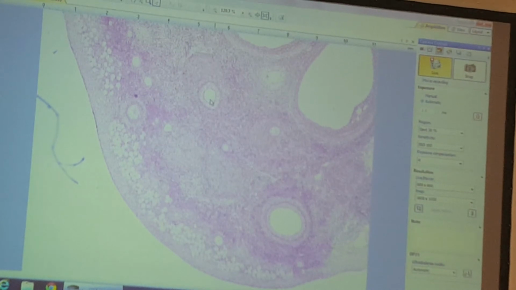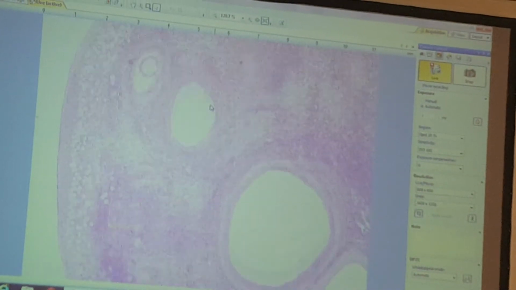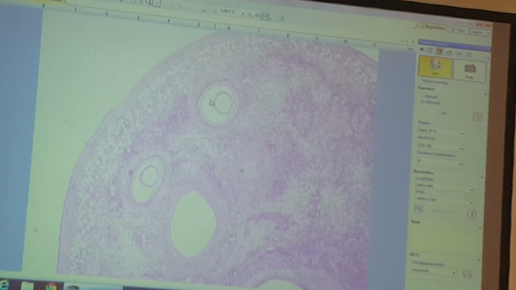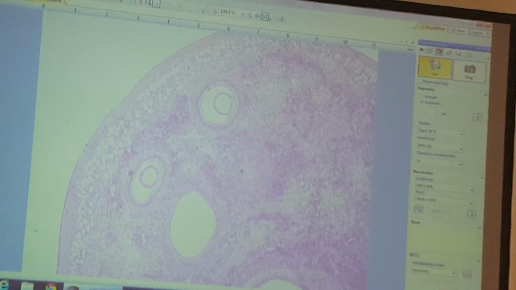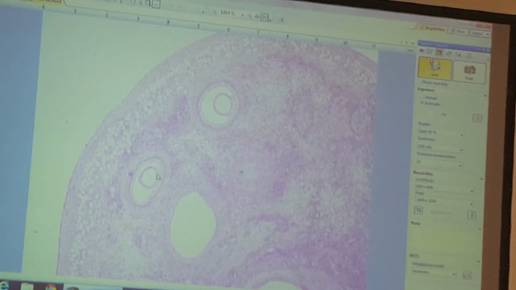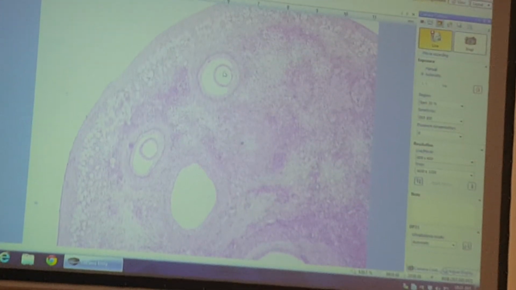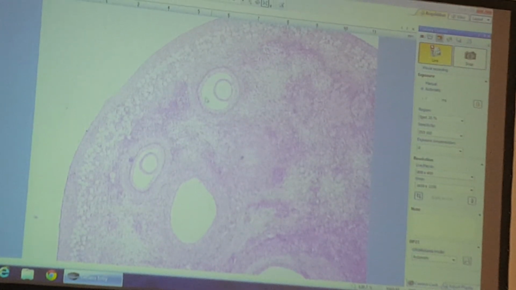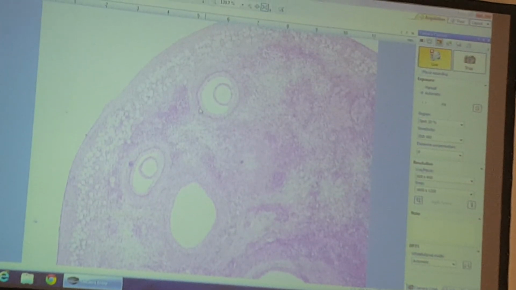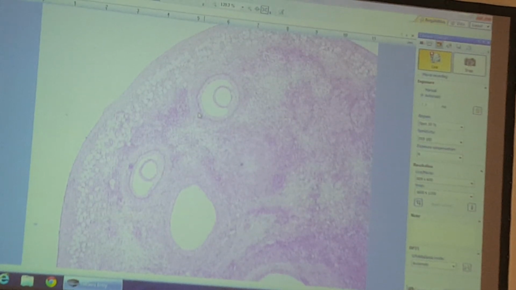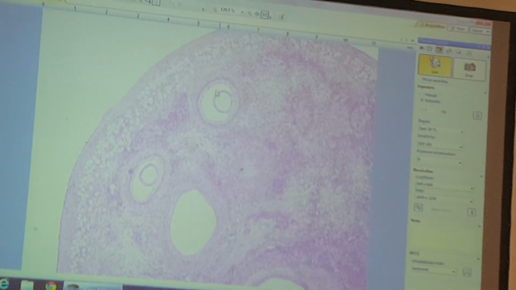Then this particular slide has several different slices through the ovary. Over here, I get two nice secondary follicles. These would be great examples of secondary follicles. Here's the oocyte, granulosa cells, theca cells. Oocyte, granulosa cells, theca cells. And again, I know it's a secondary because I see an antrum here.